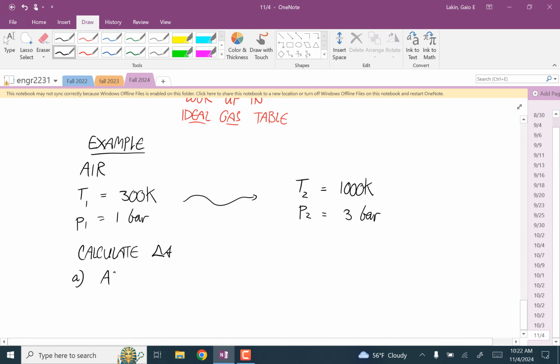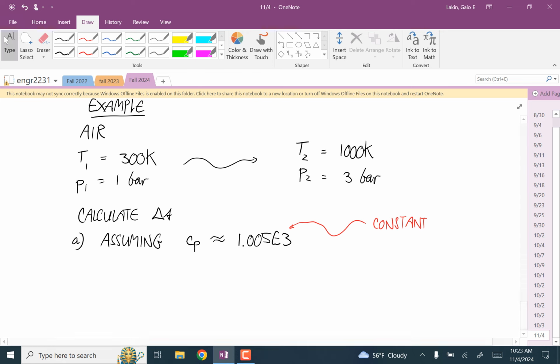First, assuming that Cp is a constant of 1.005 times 10 to the third. We're assuming that it's constant. And then second, using the S0 values from the air ideal gas table.